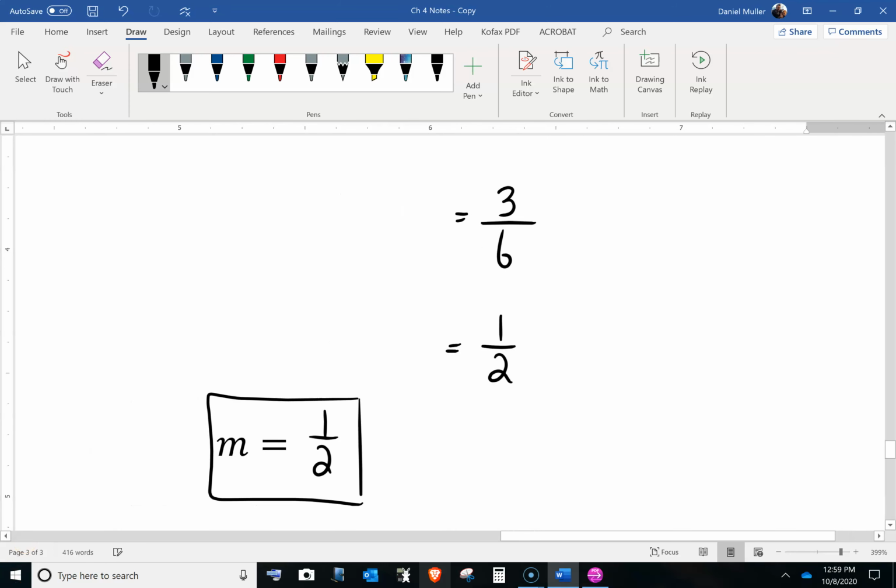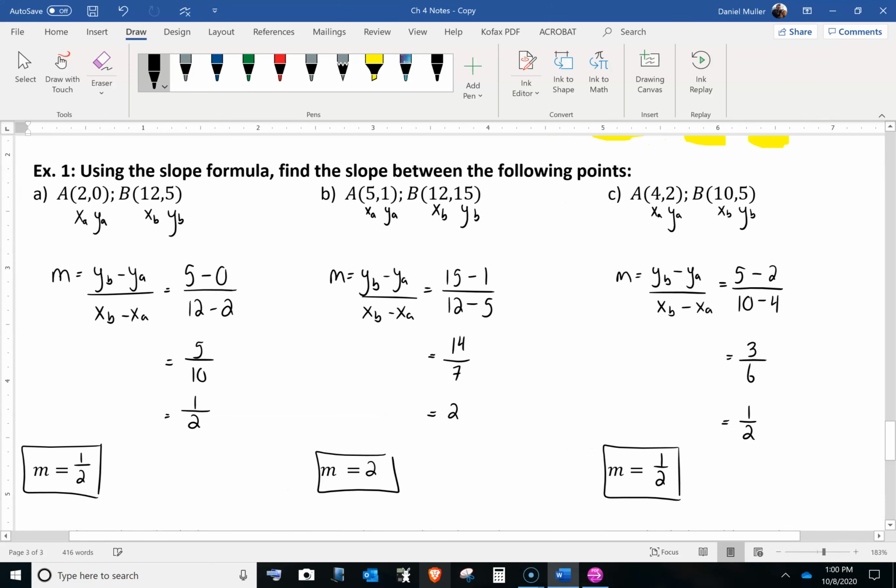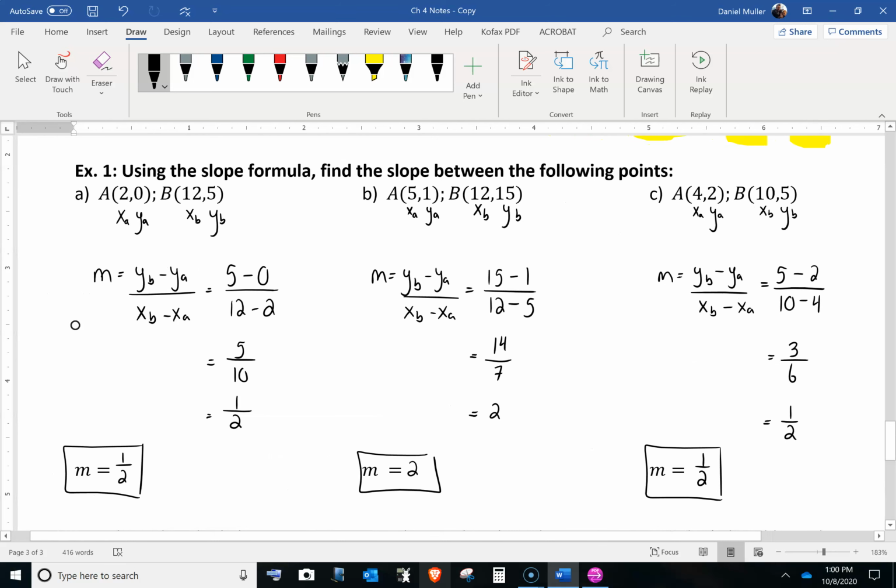Okay, let's continue on here. Well, I'll just zoom out in case you need to copy anything down here. And then we'll continue on with the next ones.